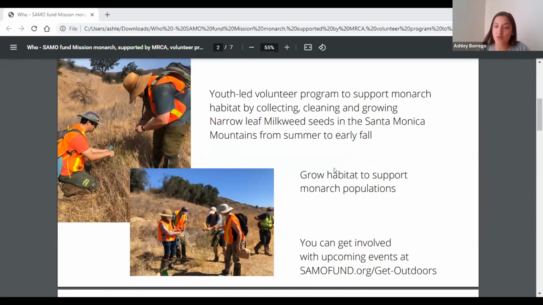So we were out from the summer to early fall, which was a little hot, but that is when the milkweed is in bloom. It's going to seed. So that's when we were out there. Those are pictures of us with some of our awesome volunteers who came back time and time again to help us out collecting milkweed seed.